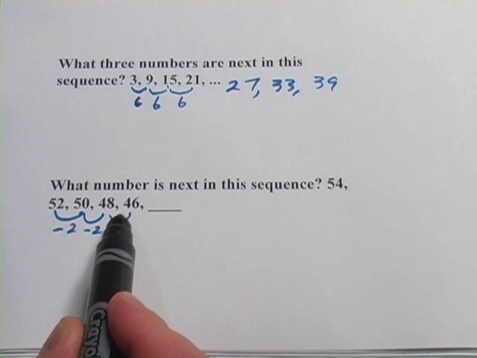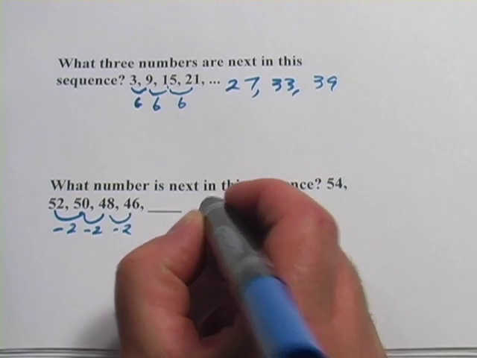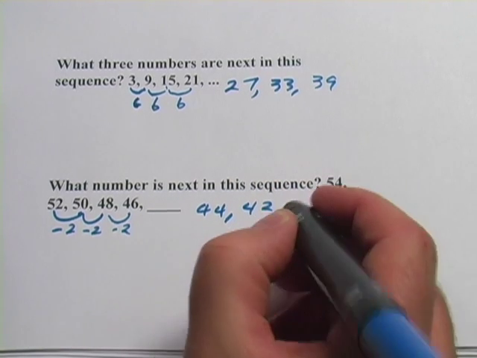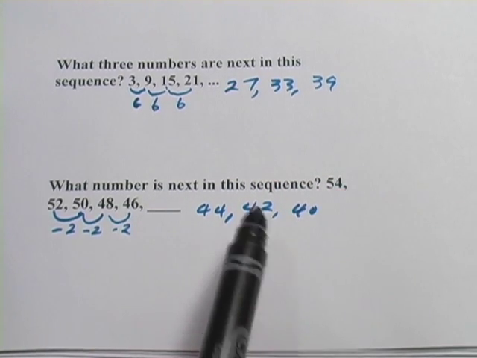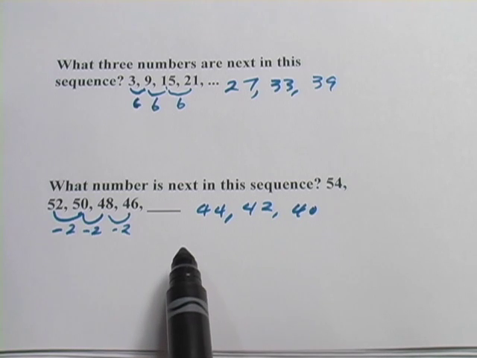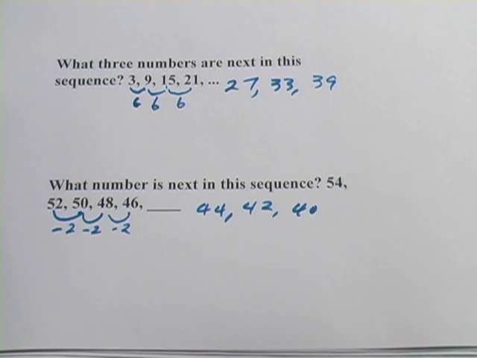So the next number after 46 then would be 44, and then after that 42, and then after that 40. It's sort of like counting down the even numbers from 54. So those are a few problems about sequences.